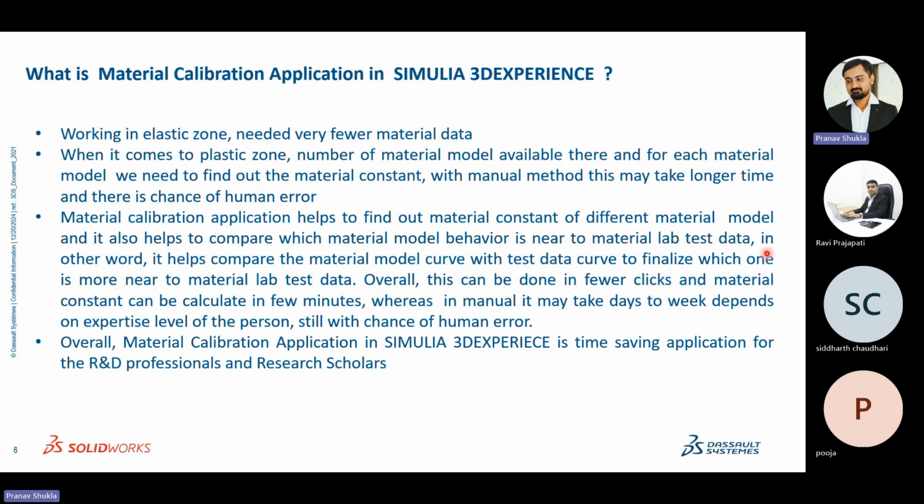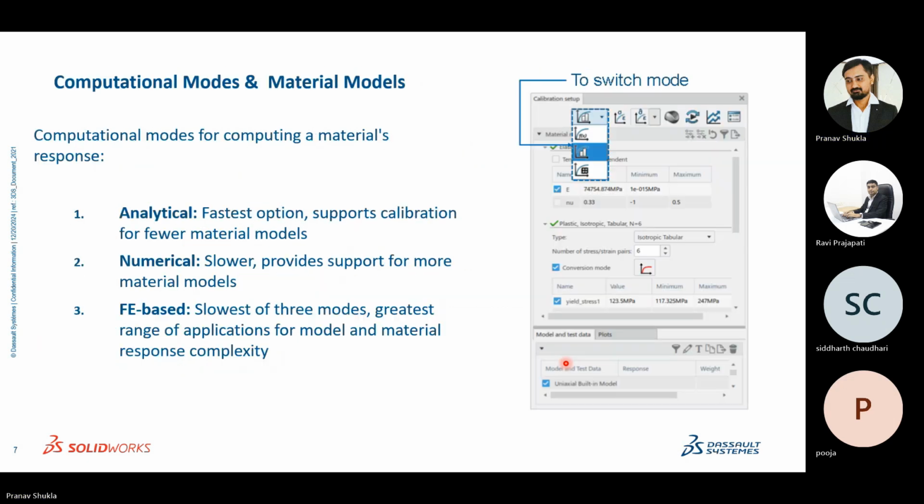I will showcase that in the software. In other words, it helps you compare the material model curve with the test data curve to finalize which one is nearer to the material test data. Overall, this can be done in a few clicks, and the material constants can be calculated in a few minutes, whereas manually it may take days or weeks, depending on the expertise of the person, and there is still a chance of human error. Overall, the material calibration application in the SIMULIA 3D experience is a time-saving application for R&D professionals and research scholars.